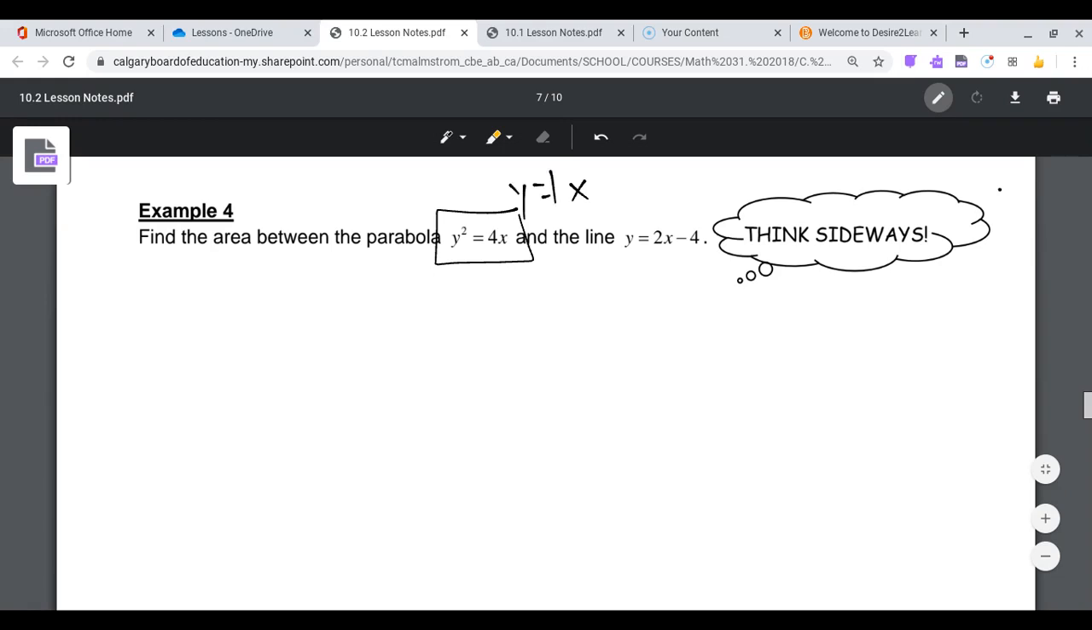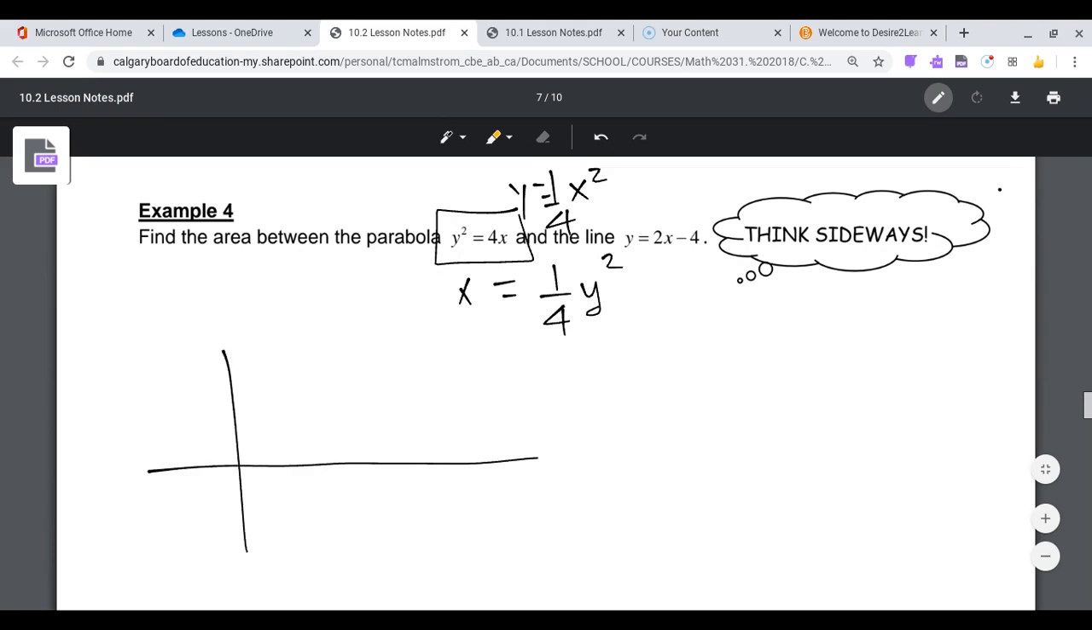If I had y is equal to 1/4 x squared, I would know that that's a parabola with a vertical stretch of 1/4. So what happens if I move the 4 to this side and say x is equal to 1/4 y squared? That's why it says think sideways, because you could think of this as a sideways parabola with a stretch of 1/4, opening to the right. The other way is to say that y squared is equal to 4x.